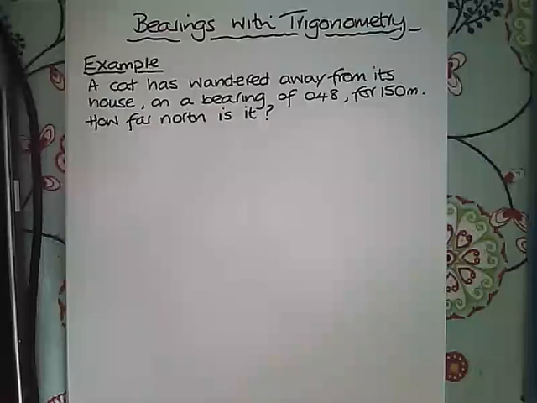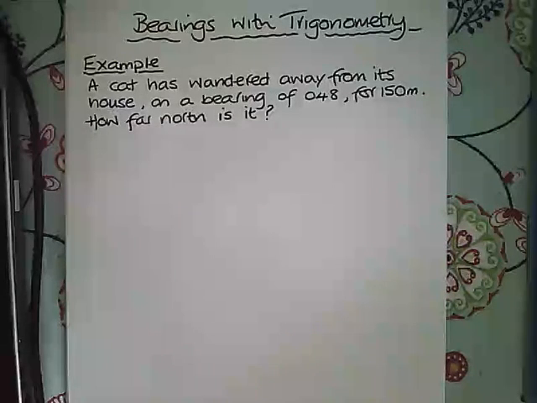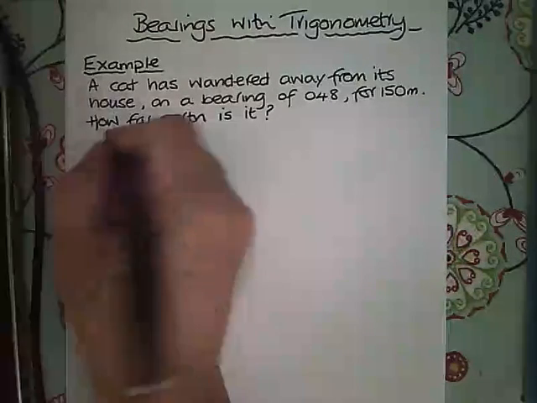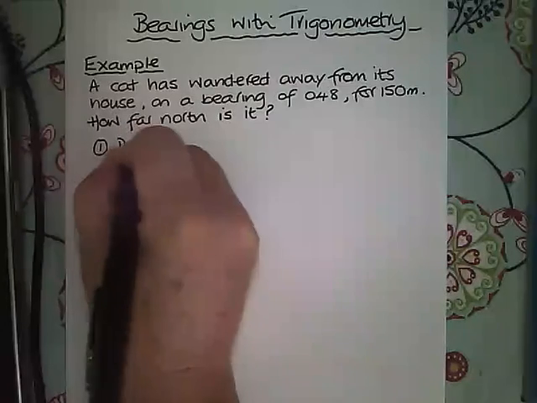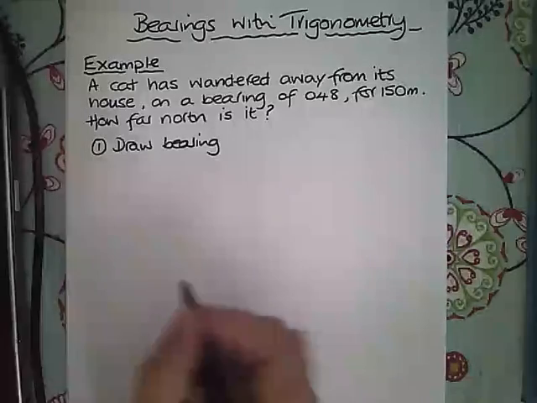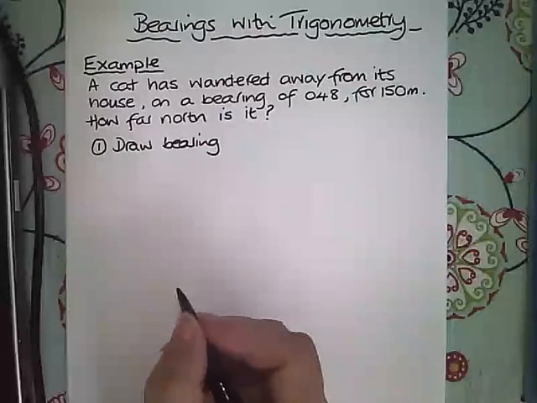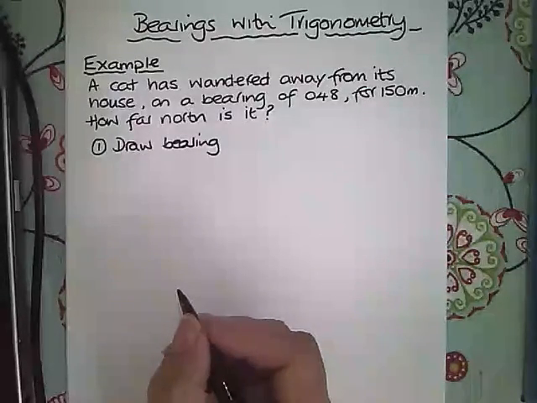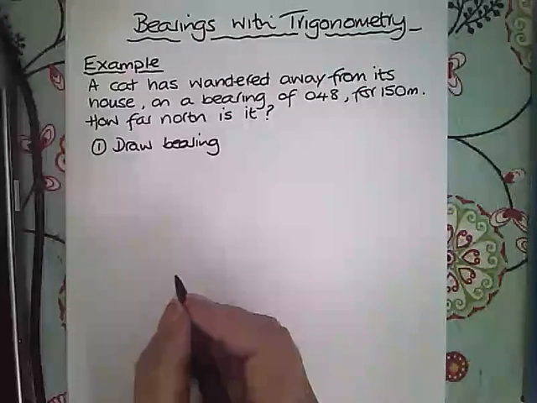So we have an example here, and it says a cat has wandered away from its house on a bearing of 048 for 150 meters, and we want to find out how far north of its start point it is. So there are four simple stages to doing bearings with trigonometry. The first one is to draw the bearing. What I mean by that is draw a simple diagram which summarises the information that you are given in the question.